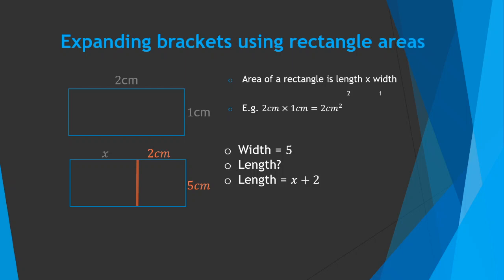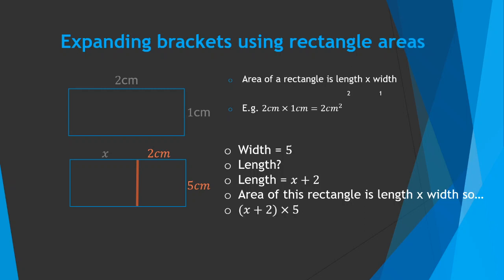So if I want to multiply all of the length with all of the width, I can just write x plus 2 times 5, or 5 times x plus 2. And all of a sudden, we've got brackets and a number on the outside that we can expand. So I could say that the area of this rectangle is 5 times x, because I'm multiplying the first term first, plus 5 times 2, which means the area of this rectangle is 5x plus 10.